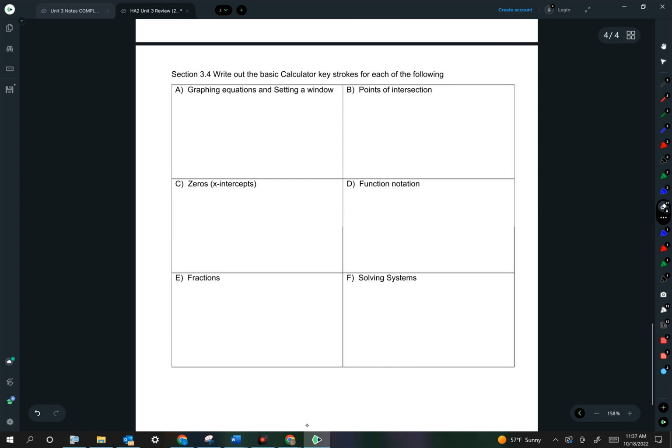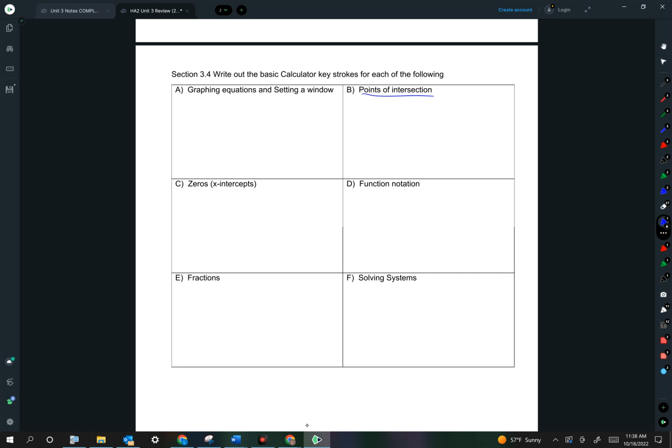And then notice this last page. So this isn't you coming up with specific questions. It says write out the basic calculator keystrokes for each of the following. So this is almost like a cheat sheet. So if you see the phrase point of intersection, what are you going to do on your calculator?